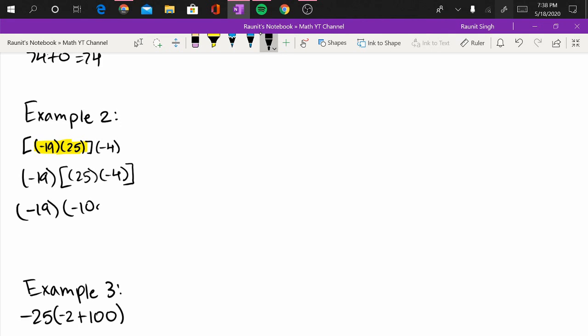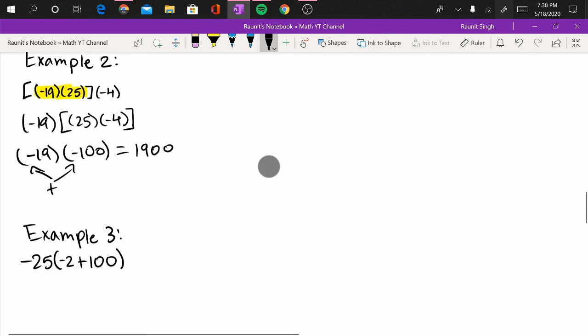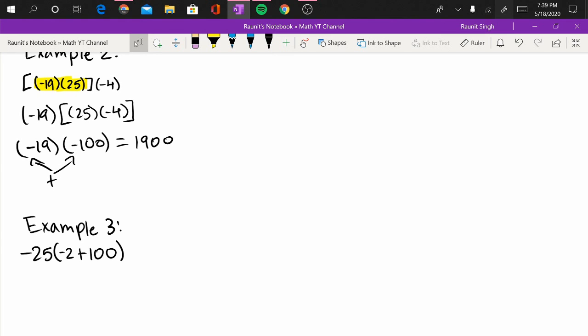And that'll give you negative 19 times negative 100, which is going to give you negative, or no, not negative. Remember that negative times negative is equal to positive. And I explained that in my last video. So there's going to be an info card at the top right. Go ahead and check it out. And that's equal to 1900. And that's the answer. So now let's move on to example number 3.